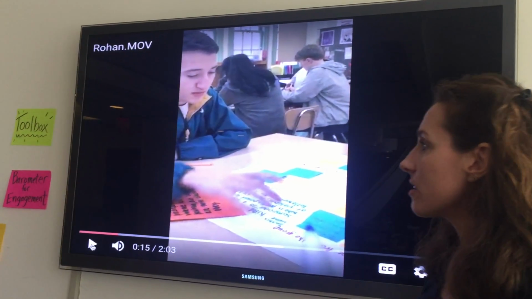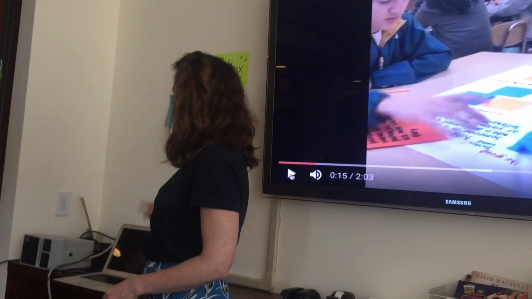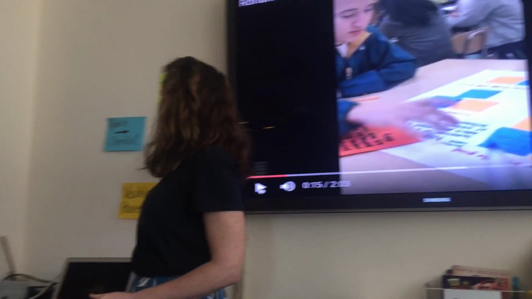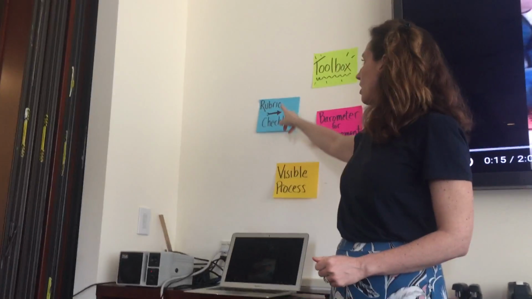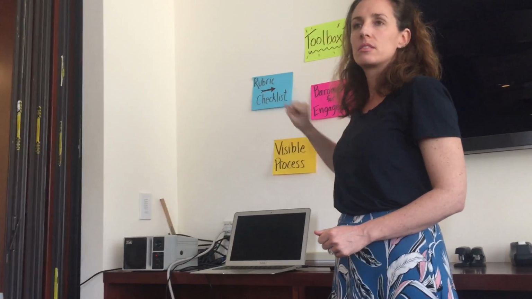So these are 3 tools, the visible process, and I have some more resources here that really break down how to get here, and then the barometer for engagement, and then moving the rubric to checklist. And these 3 things work well together, and I found them foundational for this process.